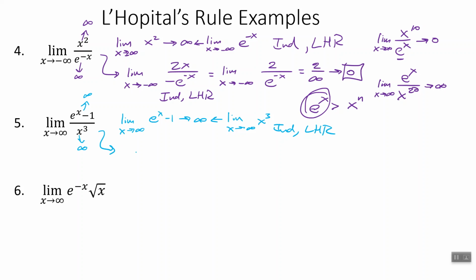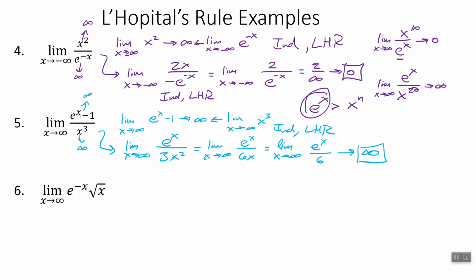So this is now equal to the limit as x goes to infinity of e to the x, the derivative of the top, over 3x squared, the derivative of the bottom. Still infinity over infinity. So this is the limit as x goes to infinity of e to the x over 6x. Still infinity over infinity. We do it again. We still have e to the x on the top. It's not changing at all, but now the x's are gone on the bottom. So the top's going to infinity, the bottom is 6. So we're going to infinity here. Like I said, e to the x wins out. It's going to be stronger.